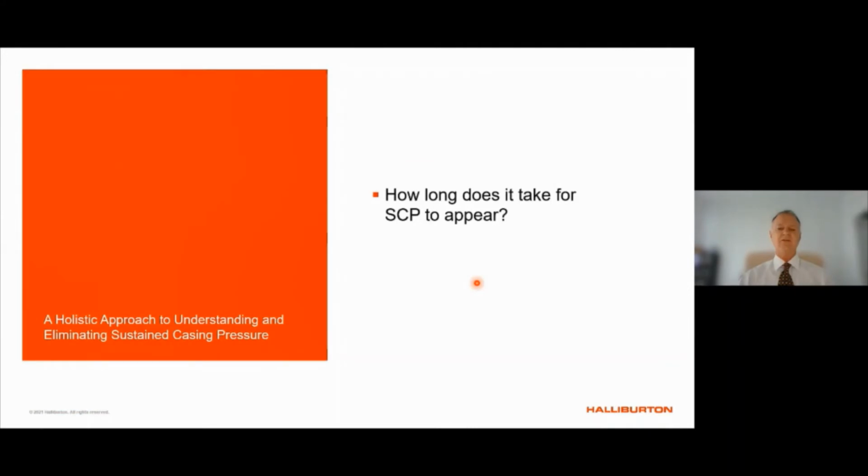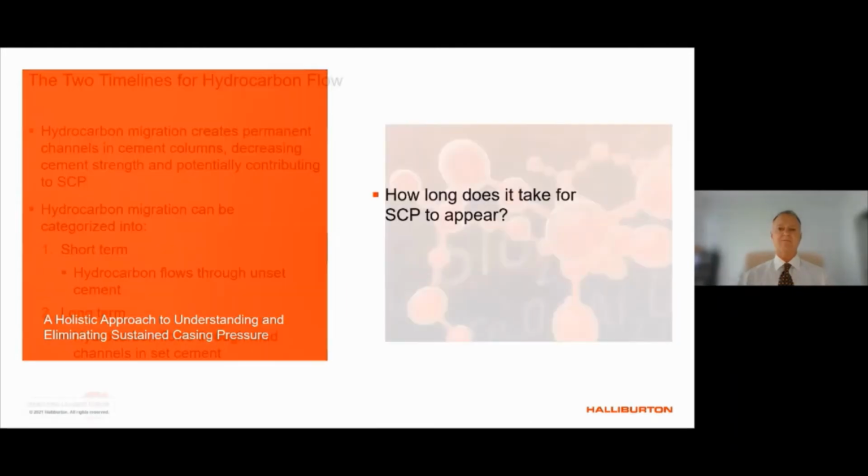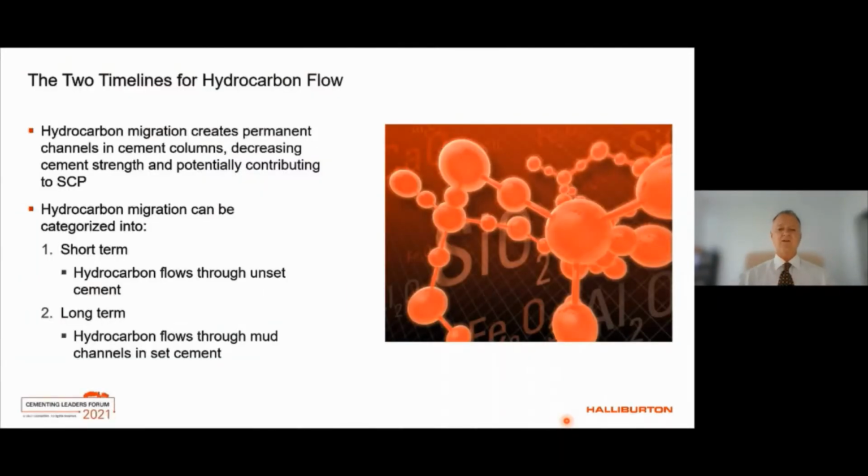So, having cemented a casing string, how long does it take for sustained casing pressure to appear? There are two timelines for sustained casing pressure to occur: short-term and long-term. Short-term is when hydrocarbon flows through the unset cement and is usually visible within a day or two post-primary cement job. Long-term is when hydrocarbon flows through mud channels left behind in the cemented annulus and is usually visible a couple of months post-primary cement job.